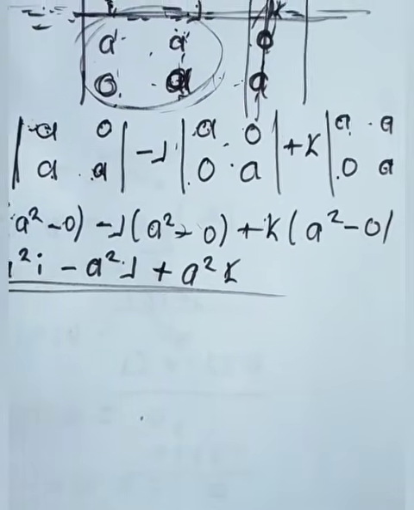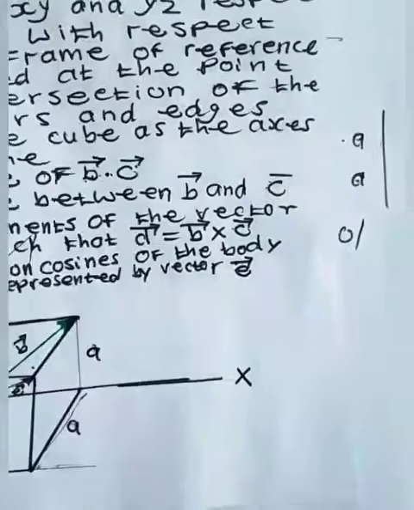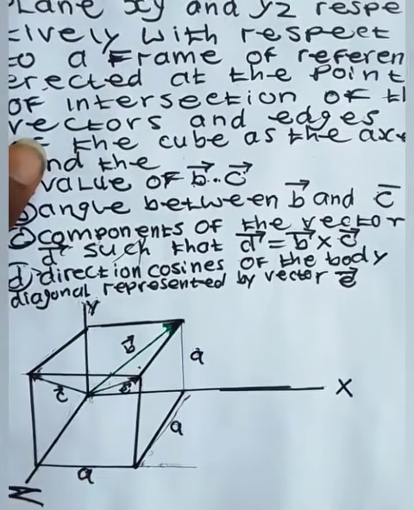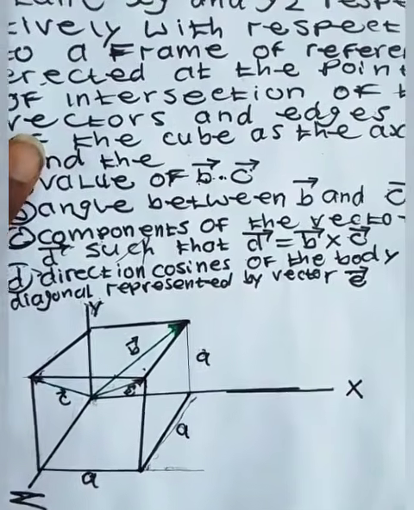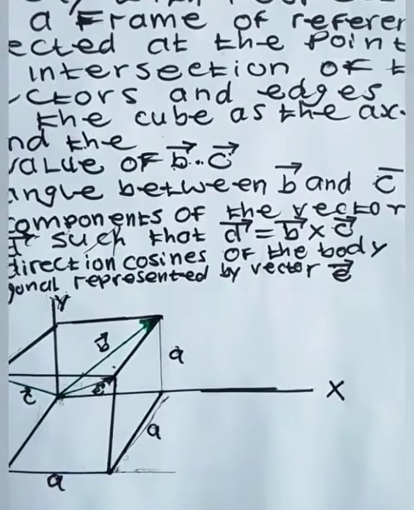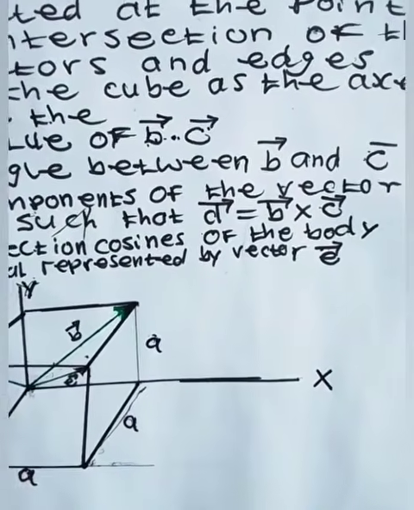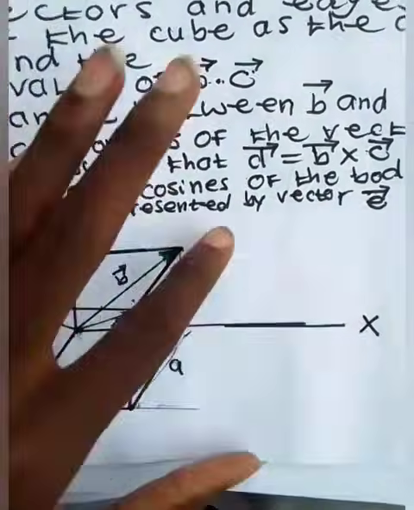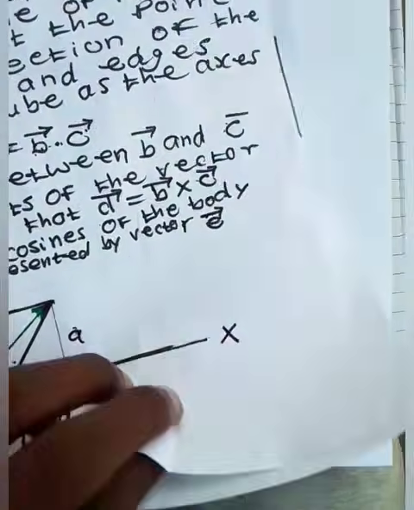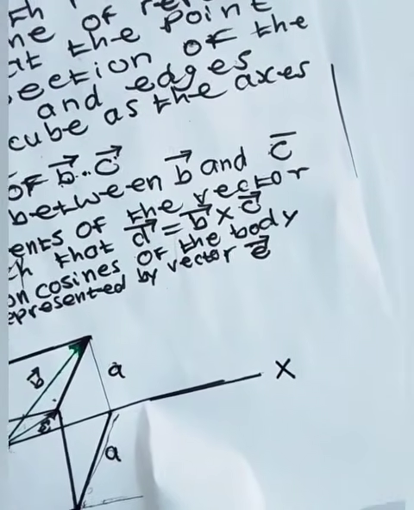So now, the last question, we are saying that direction cosine. Find the direction cosine of the body diagonal presented by vector A. So for you to find this one, you just need to know your vector A. Let me get that other diagram. Okay, let me pause the video.